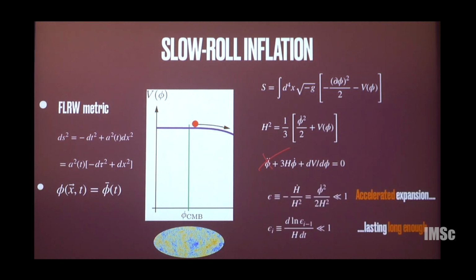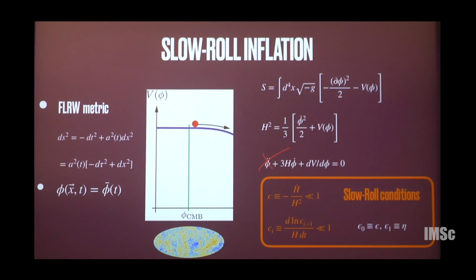Now, the condition for the universe to accelerate is this one. The first derivative of the Hubble radius divided by its square must be smaller than 1. It's easy to show that this is equivalent to an accelerated expansion. But we want the inflation to last long enough, and so we usually impose a tower of conditions usually referred to as slow roll conditions. So the epsilon parameter and its logarithmic derivatives must be smaller than 1.